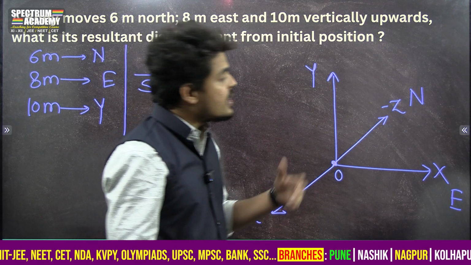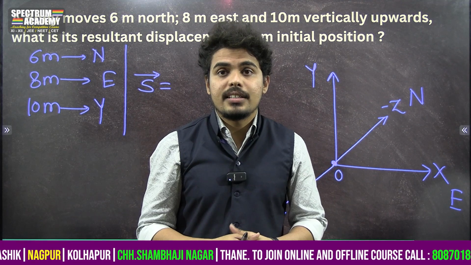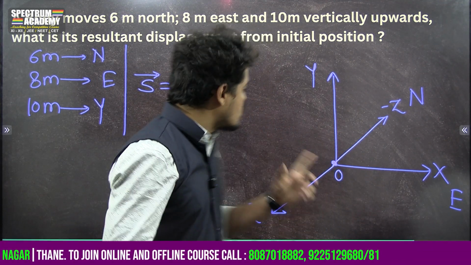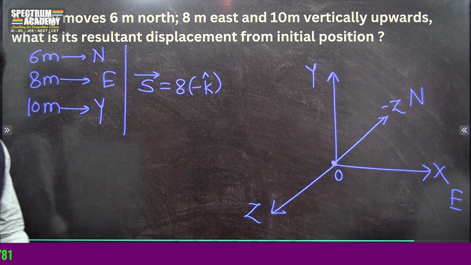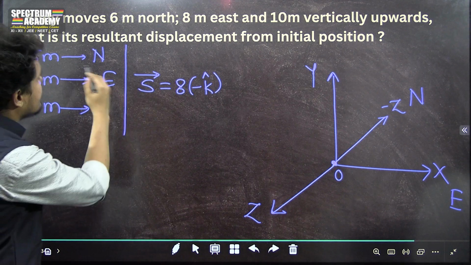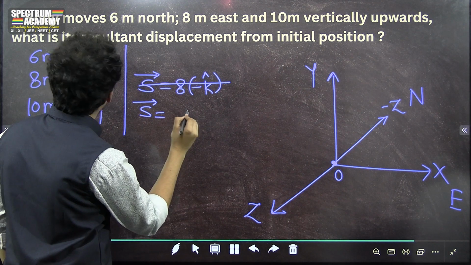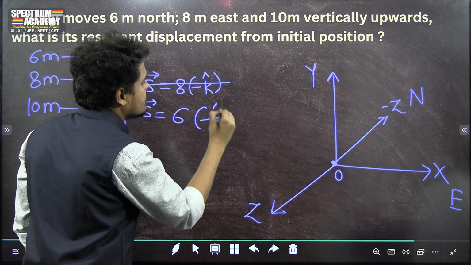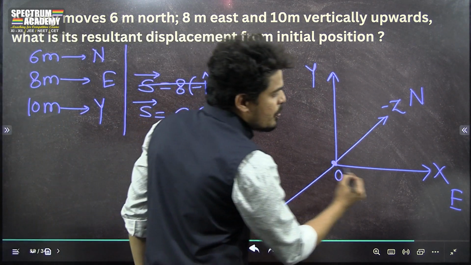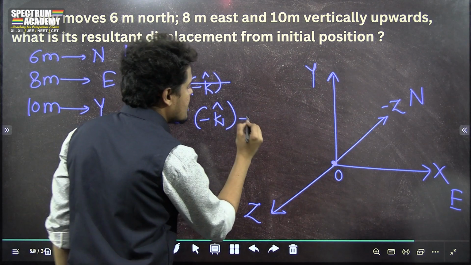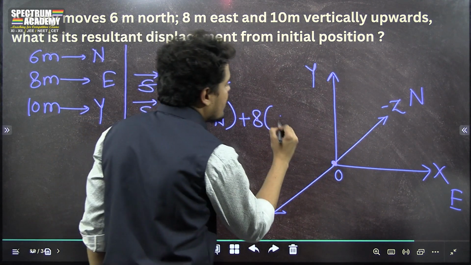So what is the unit vector which defines the direction of minus z axis, that is nothing but minus k cap. So 6 meter in minus k direction. After that 8 meter in east direction, 8 meter in positive x axis means 8. What is the unit vector of positive x axis? That is nothing but i cap.